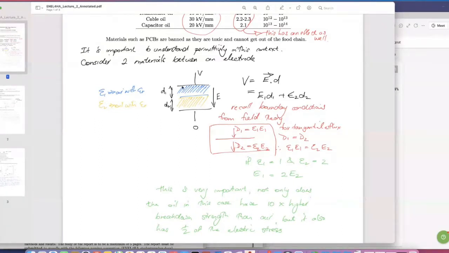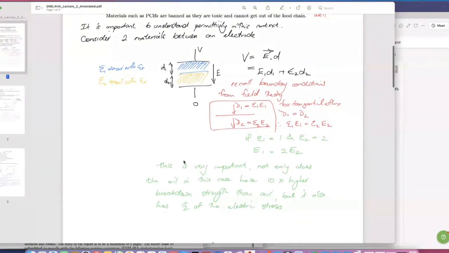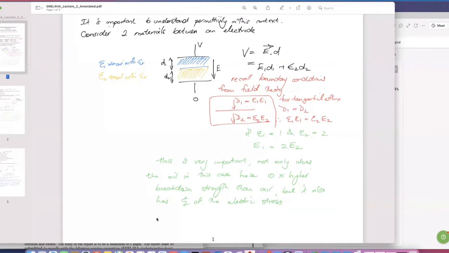We need to look at this here. So for example, in air, your electric field is higher than that in the oil. On top of that, your air has a lower breakdown strength than that of the oil. Right, and I've written that note there. So that's why liquid dielectrics are used, but there are some places where we need to be careful with them.